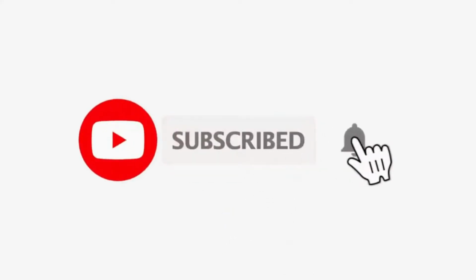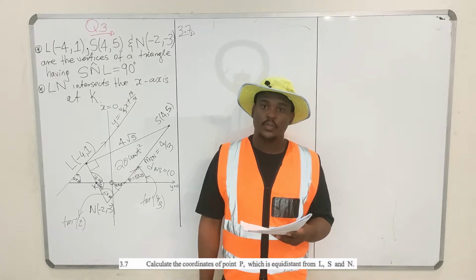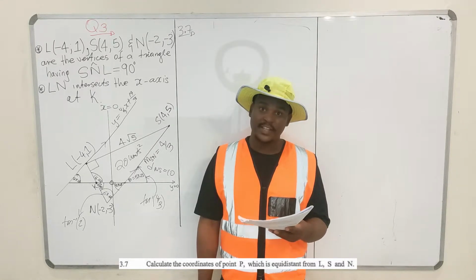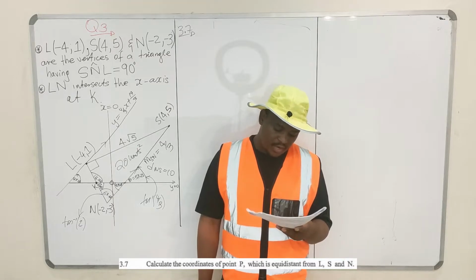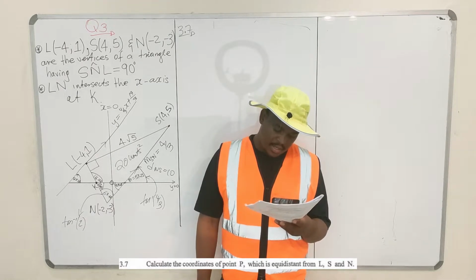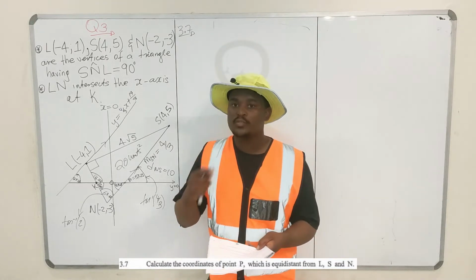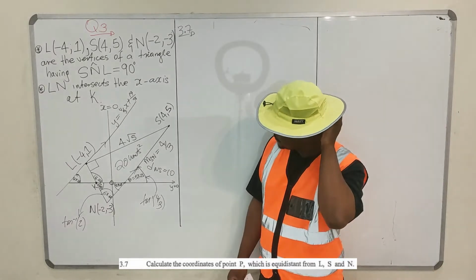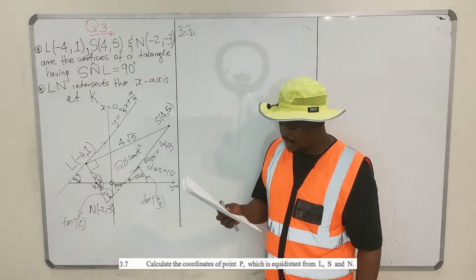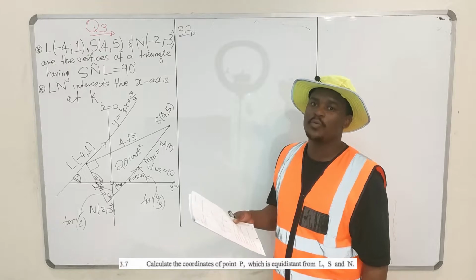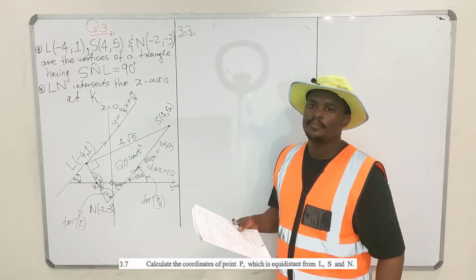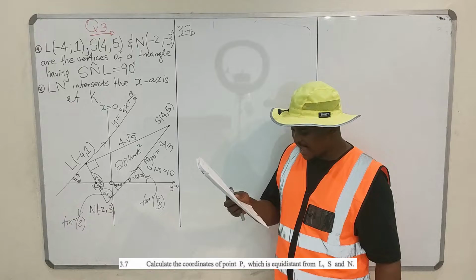I'm going to clean this board and then we'll do 3.7. Let's clean the board. So now we're doing 3.7. So 3.7 reads as follows. Calculate the coordinates of point P, a point which is equidistant from L, S, and N. So they want us to find the coordinates of P.